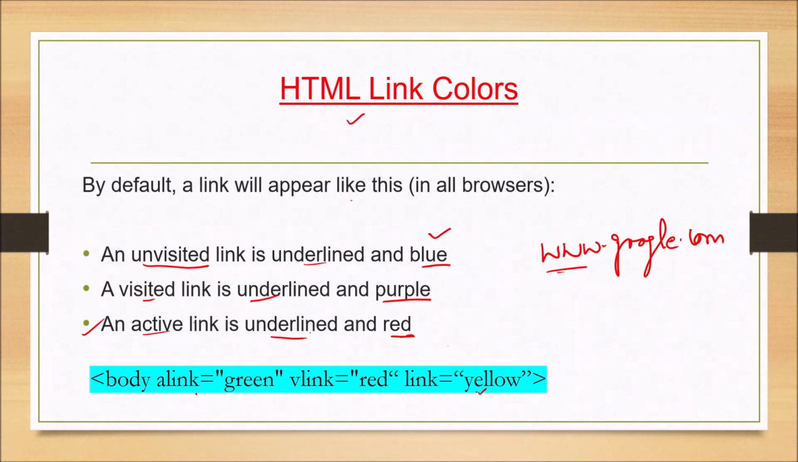So we can change these colors. By default, these are the colors of unvisited link, visited link, and active link. We can change these colors using these attributes: alink attribute, vlink attribute, and link attribute. Alink is for active link, vlink is for visited link, and link is for unvisited link.